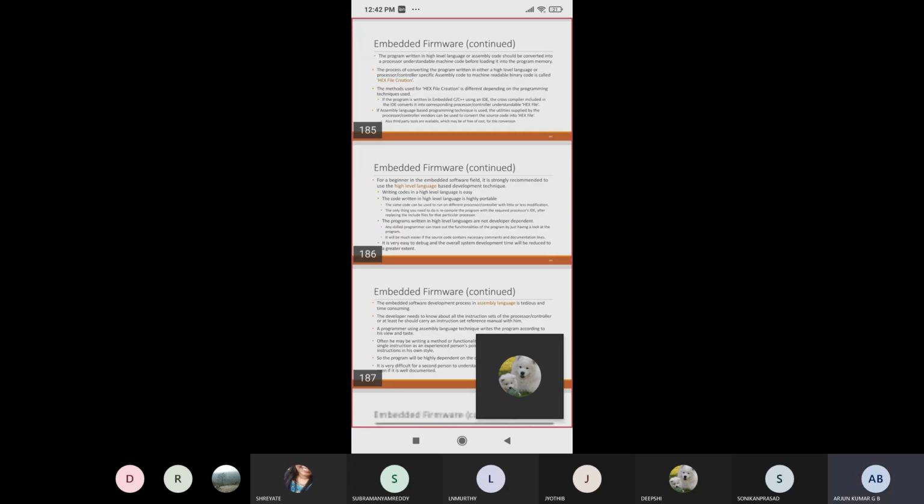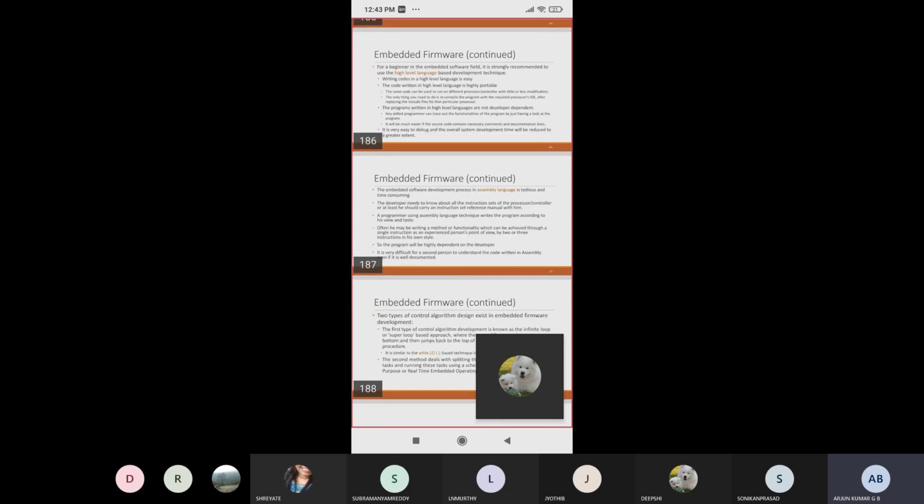For a beginner in the embedded system software field, it is strongly recommended to use high level language based development techniques. Writing code in a high level language is easy, and the code is highly portable. The same code can be used to run on a different processor or controller with little modification. The only thing you need to do is recompile the program with the required processor IDE after replacing the include files for that particular processor. Programs written in high level language are not developer dependent. Any skilled programmer can trace out the functionality just by having a look at the program.